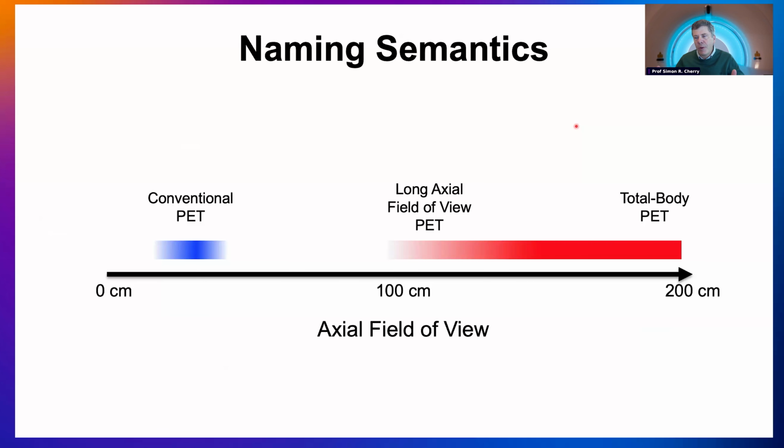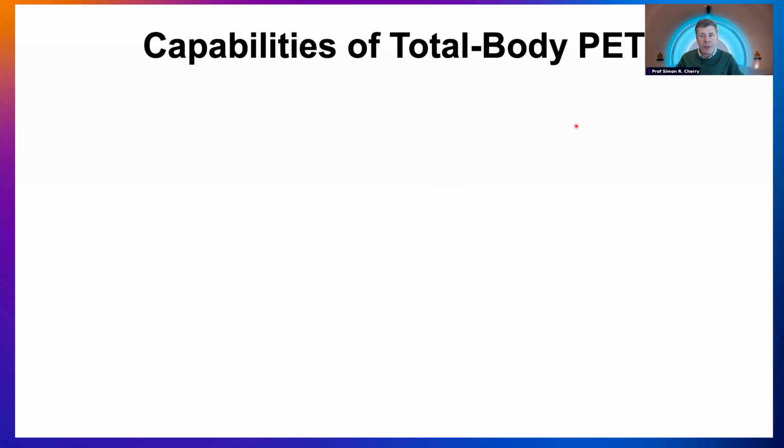So from long axial field of view or total body PET, whatever you want to call it, these systems are just amazing compared to the conventional systems that are shown in the blue that have about a 20 to 30 centimeter on average axial field of view. So I'll use the terminology total body PET because that's what I'm used to, but realize that everything I'm showing you today really can be done on any of those systems that I just mentioned.